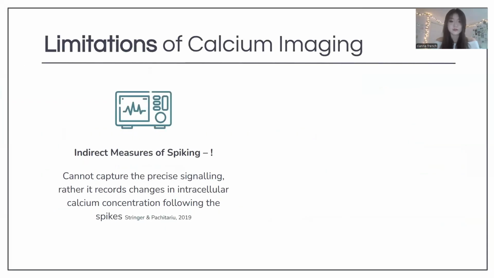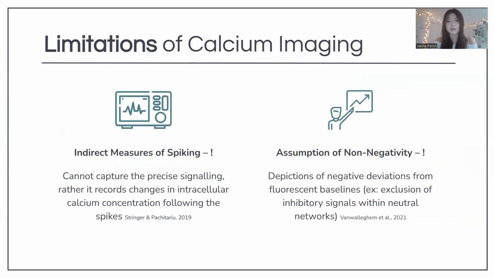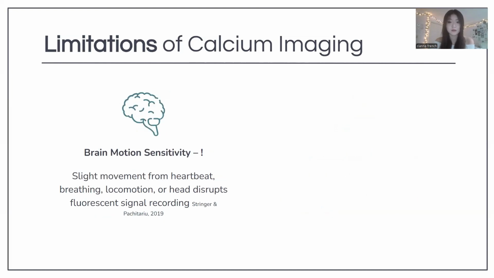Some limitations of calcium imaging. The first one is the indirect measures of spiking. Because it's not happening in real time, it cannot capture precise signaling. Rather, it is reporting the changes in intracellular concentration following the spikes. In addition, it also assumes non-negativity, so all of the negative deviations that are lower than the fluorescent baseline are removed, so anything that is an inhibitory signal is not counted.